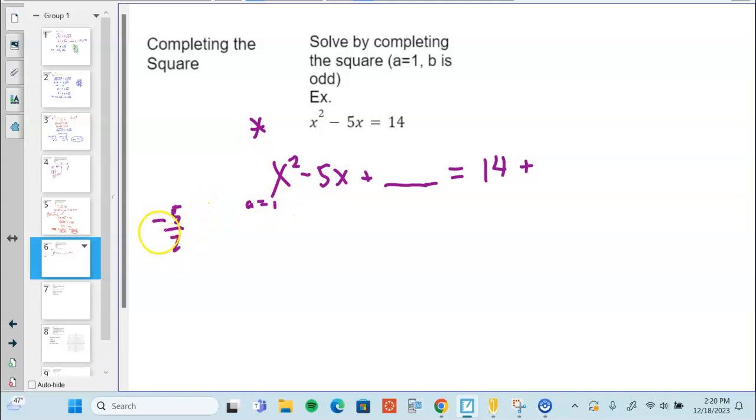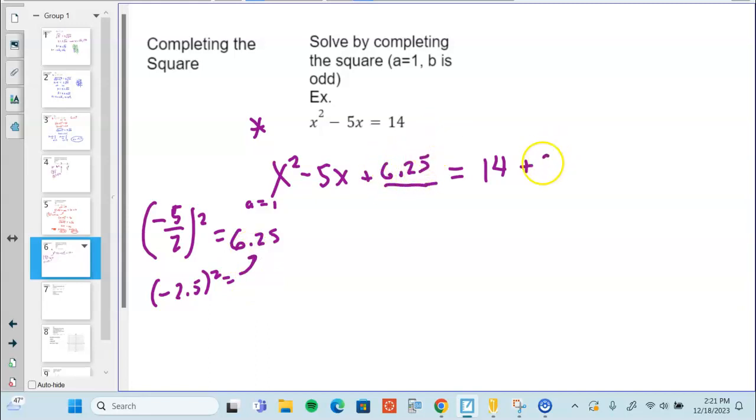We need that. So we're going to take the b value, cut it in half, divide it by 2. So -5 halves squared. Grab a calculator, we get 6.25. That's -2.5. When we square it, we get 6.25. So we're going to add a 6.25 to both sides.